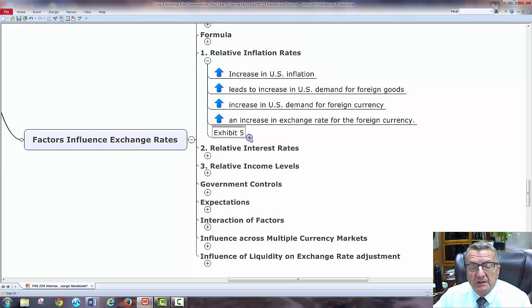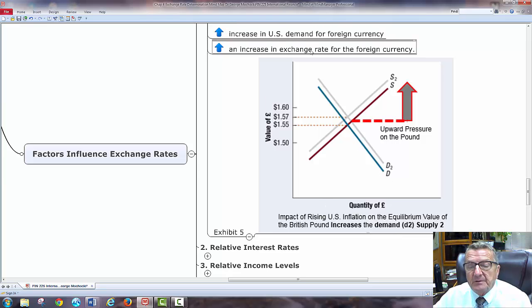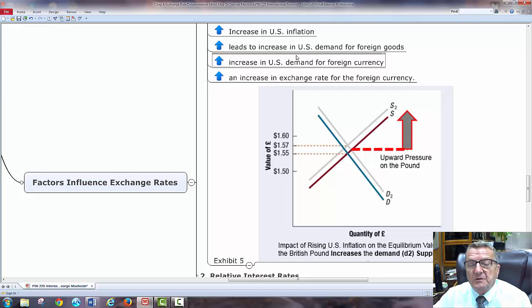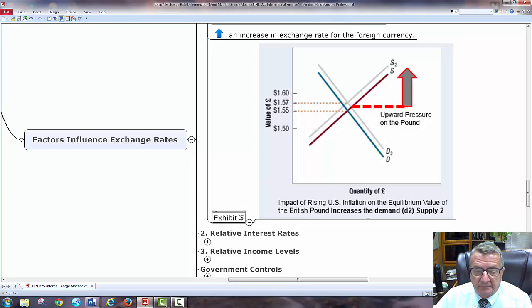Okay, so relative inflation rate. Now here is how this looks, as easy as it can be. Now I'm back in the pounds. Impact of rising U.S. inflation on the equilibrium value of the British pound: it increases the demand, D2, and supply. Do you see what I mean? So here we go. Upward pressure. This is D, this is where it's at, but now because something happened in the U.S., increased U.S. demand or increased inflation, any of those factors will move my whole thing going forward. My supply goes up and my demand goes up. Okay, so it's upward pressure on the pound.